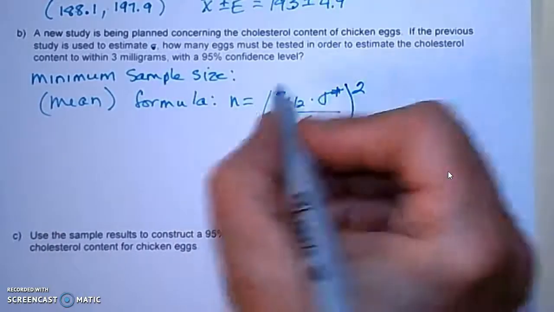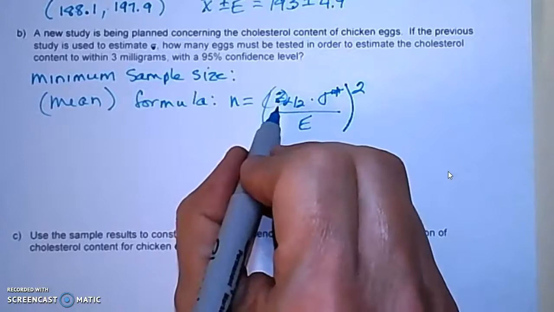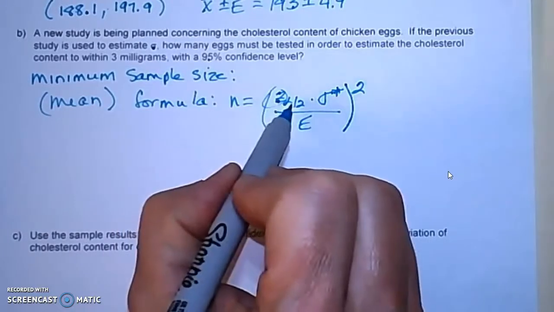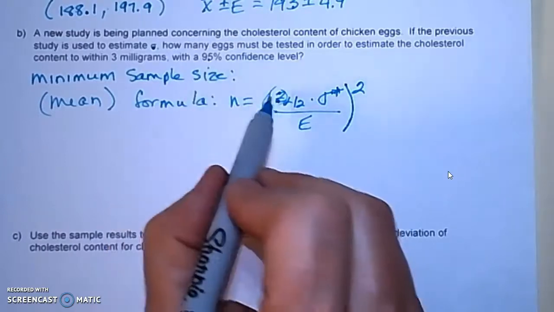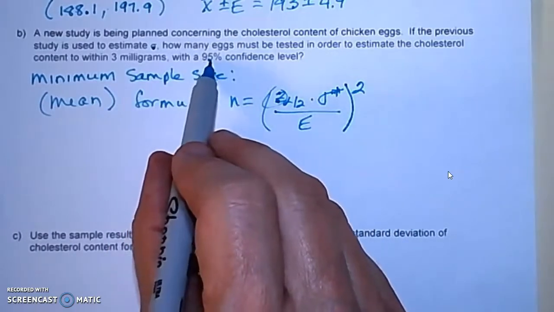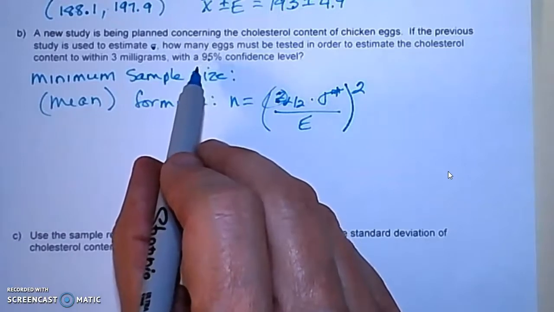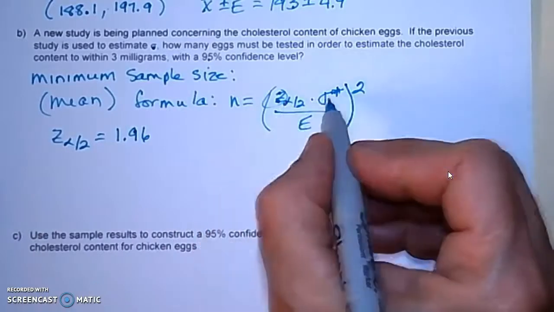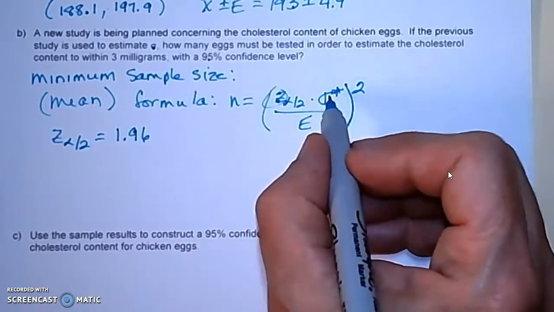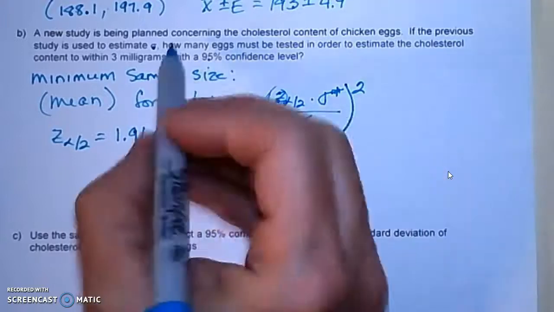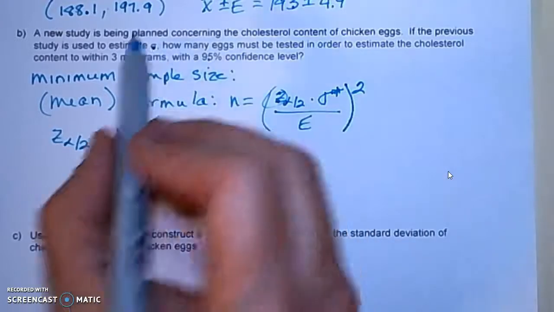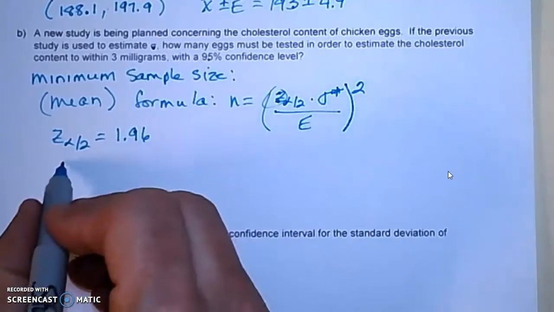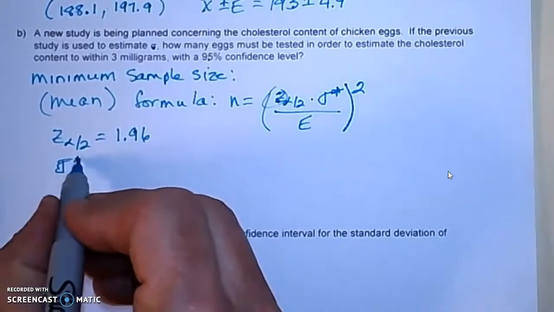And for this one, notice that this is a z. So if we have a 95% confidence level, this is one of those standard ones that we use a lot. The critical value for 95% from the z distribution is 1.96. We already have that one. And it says in this problem that we're going to use the previous study to estimate the standard deviation. In the previous study, the sample standard deviation was 15.4. That's what we're going to use for our estimate.